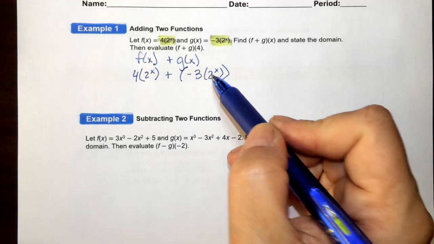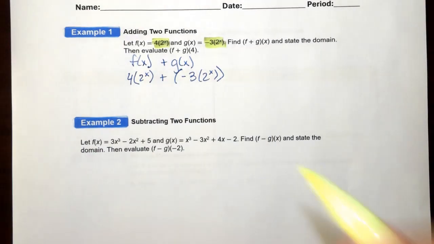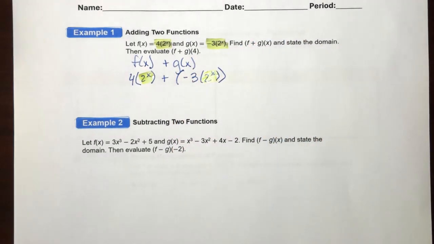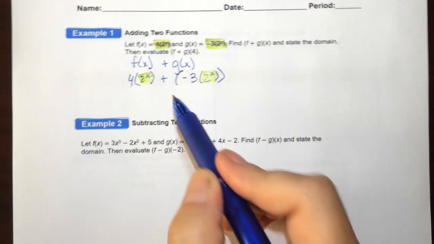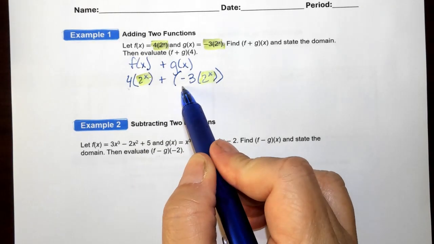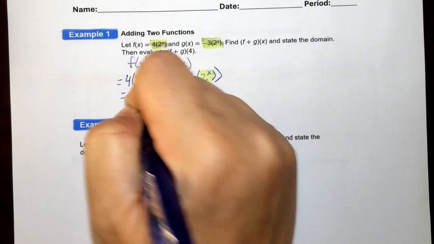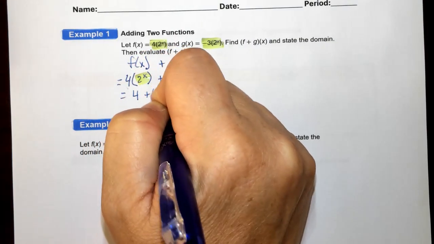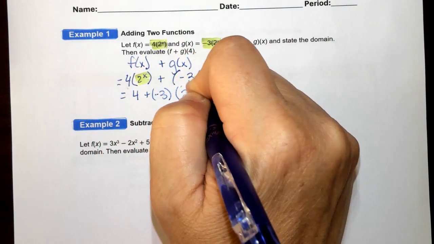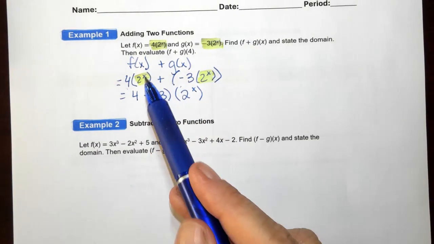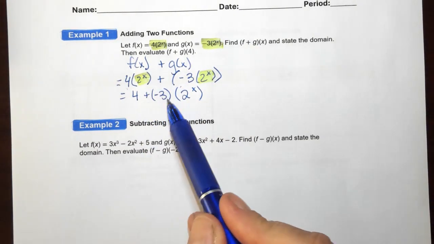Because these two are the same, we could treat them like previous lessons. We could treat that like a common variable, and we can actually add this 4 and the negative 3 together. So we could kind of treat it like 4 plus negative 3, and those are both being multiplied times 2 to the x power, because these are the same. And so then we just need to add this together.